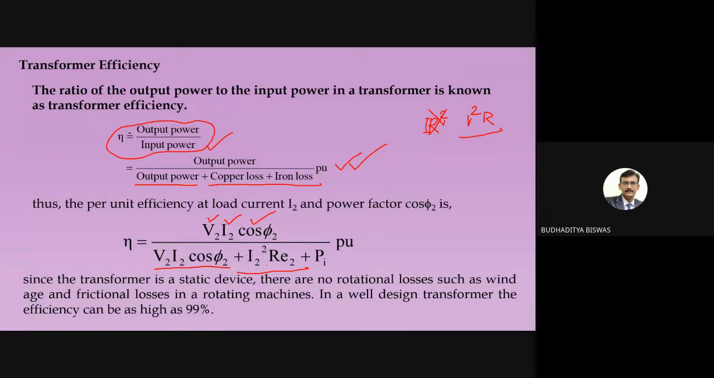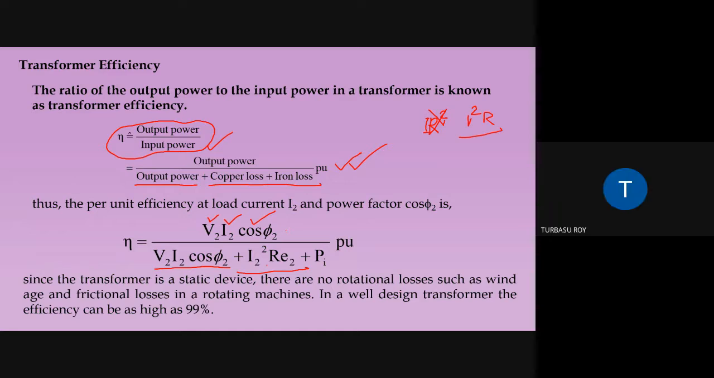Now, if you take the equivalent resistance referred to the primary side, then what will be the formula? Somebody please say. If we take everything based on the primary, then what will be the copper loss formula? I1 square R. R along with what? Sir, RE1.